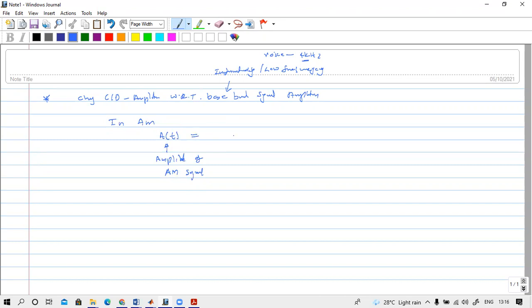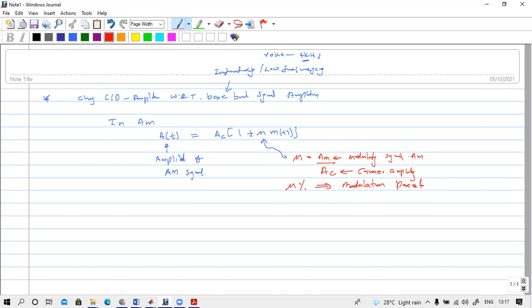So we can write it as AC plus mu MT, like this. This mu, we call modulation index, and it is defined as AM by AC. This is the modulating signal or baseband signal amplitude, and this is the carrier amplitude. Also, if we take this mu as a percentage, we call it modulation percentage.